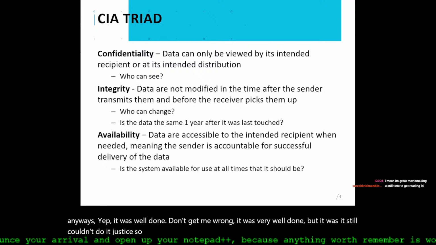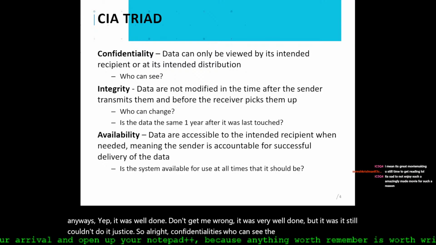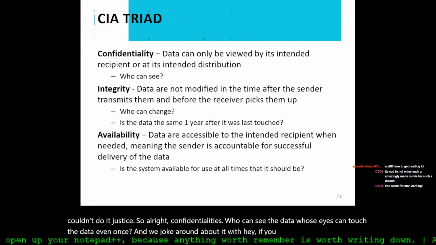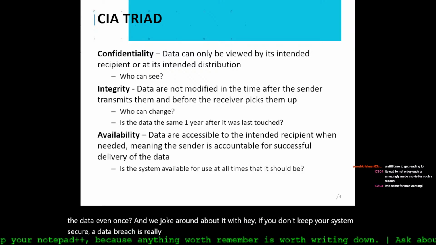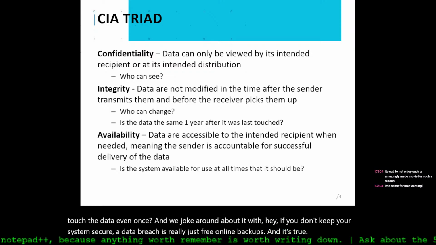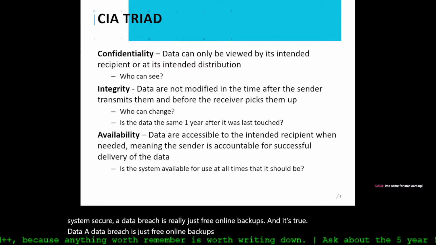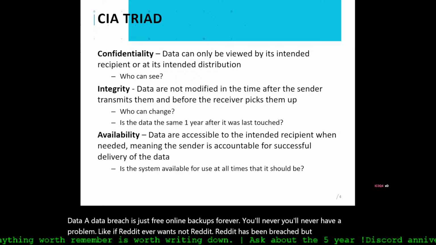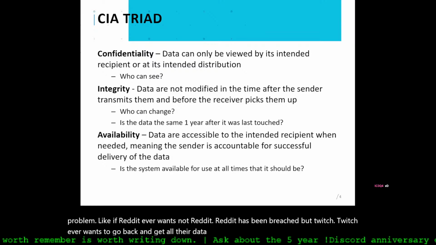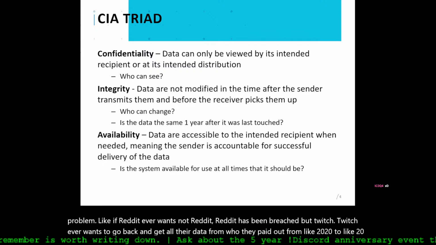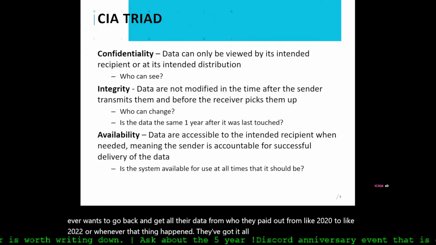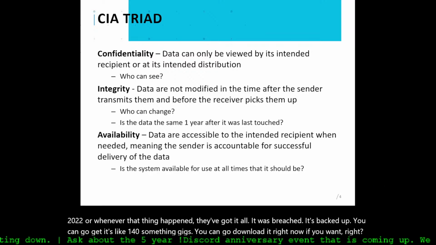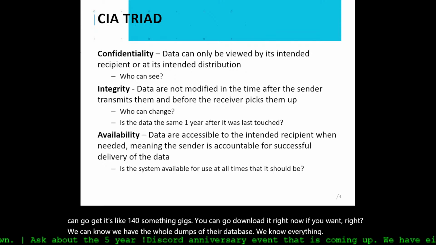All right. Confidentiality is who can see the data, whose eyes can touch the data even once. And we joke around about it: if you don't keep your system secure, a data breach is really just free online backups forever. You'll never have a problem. Like, if Twitch ever wants to go back and get all their data from who they paid out from around 2020 to 2022, or whenever that happened, they've got it all. It was breached. It's backed up. It's like 140-something gigs. You can download it right now if you want. We have the whole dumps of their database. We know everything. But that's a confidentiality breach.